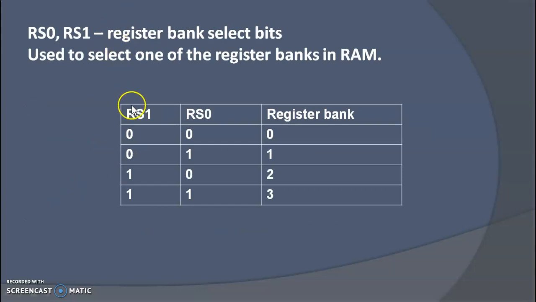Then the next bits are RS1 and RS0. These are called as register select bits. By specifying the different values to RS1 and RS0, I can select a particular register bank in RAM location of 8051. So if RS1 and RS0 both are 0, then register bank 0 is selected. If RS1 is 0 and RS0 is 1, register bank 1 is selected. So depending upon the values which we give to RS1 and RS0, a particular register bank is selected.